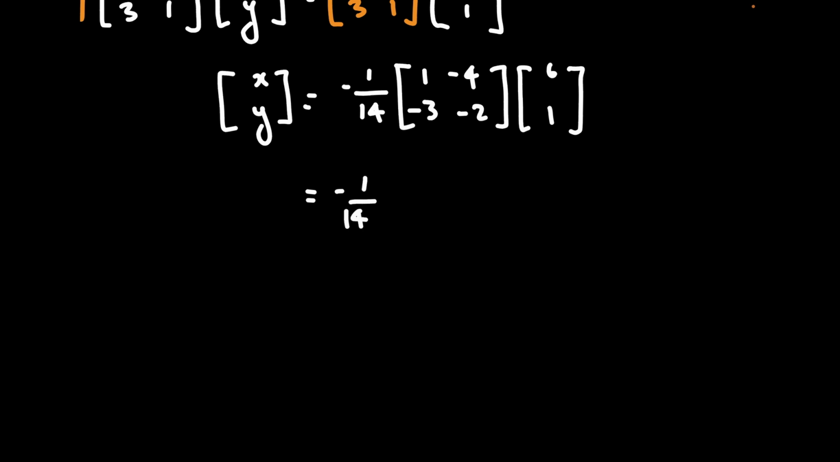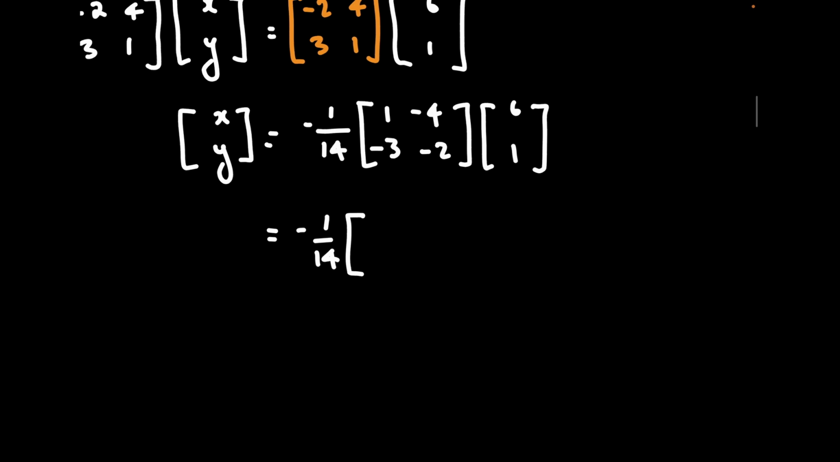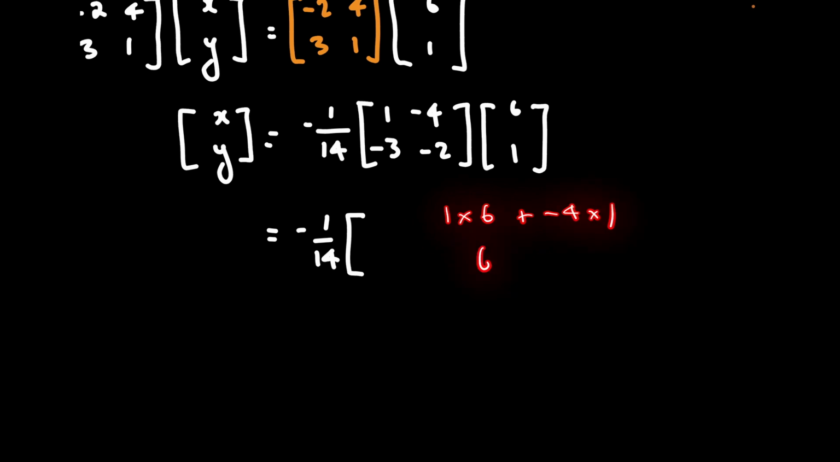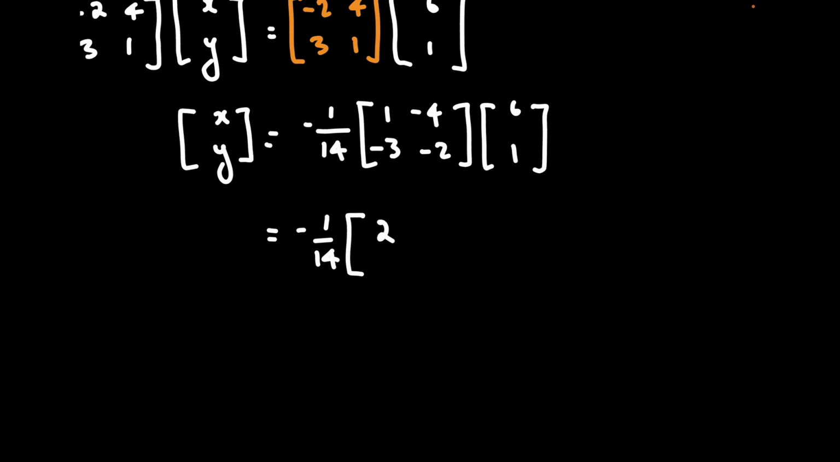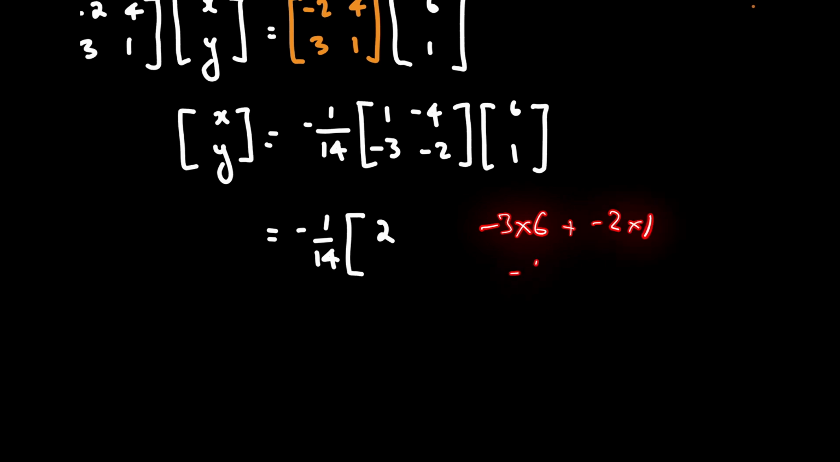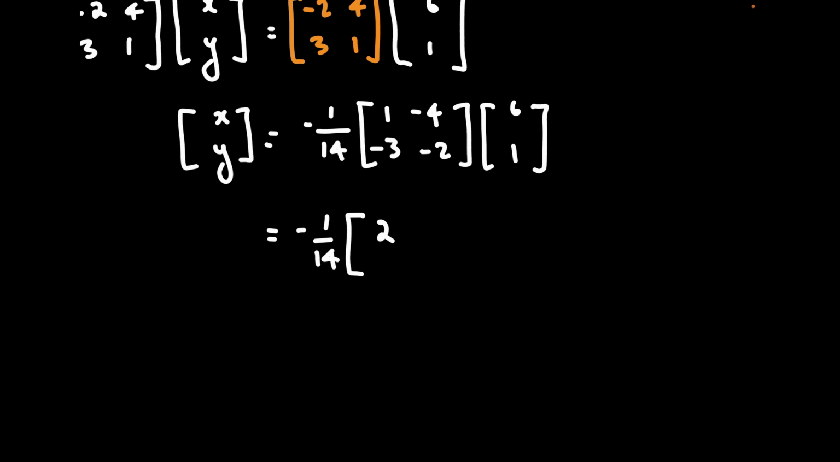So we can keep the -1/14, and we can work out what these two matrices multiplied to each other get. So we can do this times this to get 1 times 6 plus -4 times 1. That's just 6 take 4, or just 2. And then we can do the second row times the column, so -3 times 6 plus -2 times 1. That'll give us -18 plus -2, which is the same as -20.